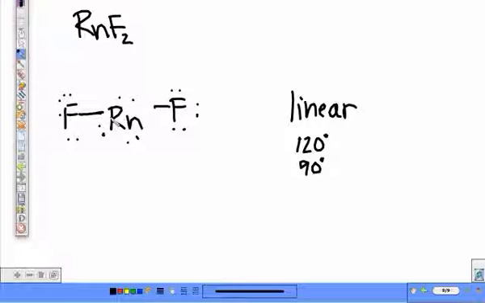So you guys want to go over any more examples? You get to use your chart, so. Okay.